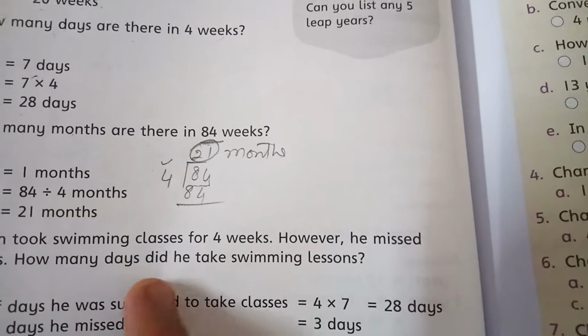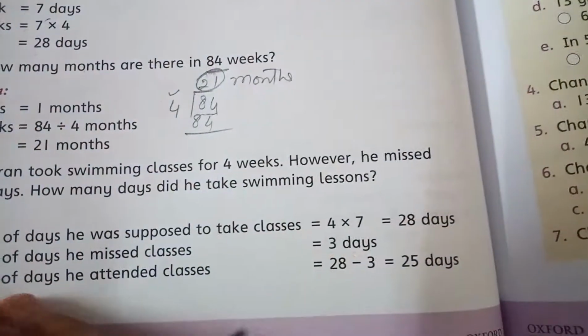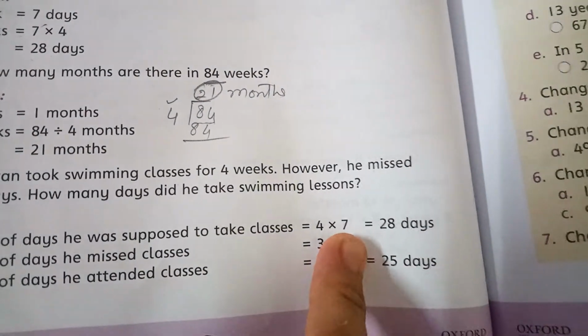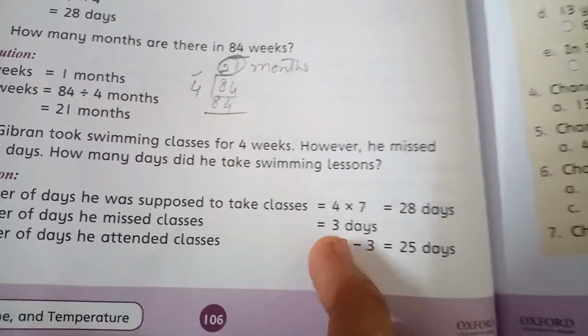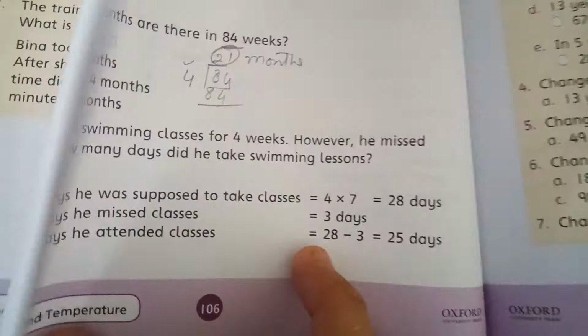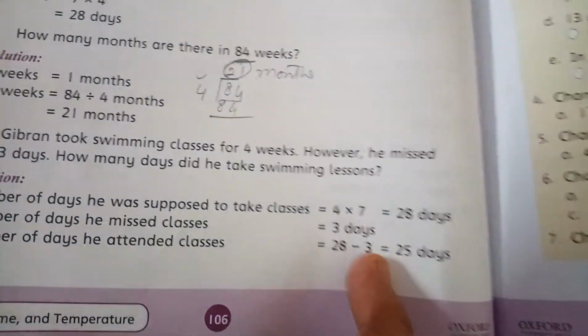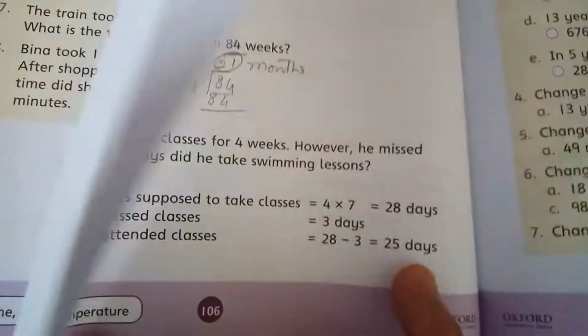Gibran took swimming classes for 4 weeks, however he missed 3 days. How many days did he take swimming lessons? The number of days in one week is 7. So in 4 weeks there were 28 days. He skipped 3 days, so we will subtract 28 minus 3. So he took the classes for 25 days.